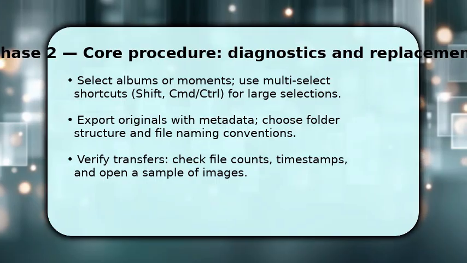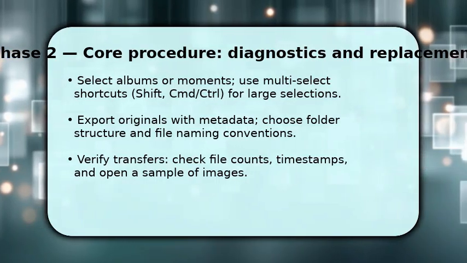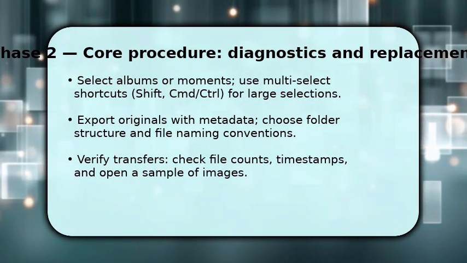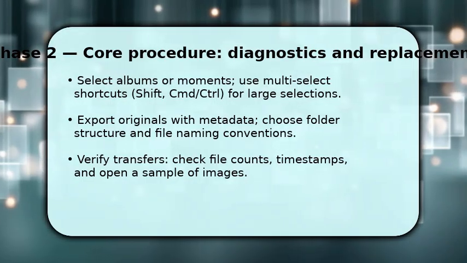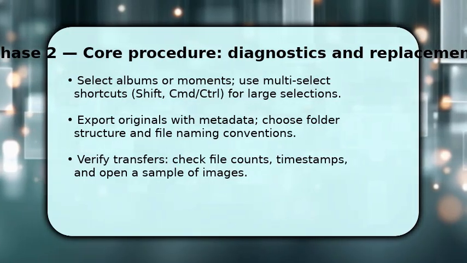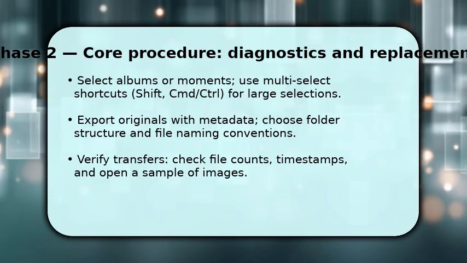Select the albums or time ranges and use Shift or CMD/Control to multi-select items quickly. Choose Export Originals with metadata to preserve timestamps, edits, and location. Pick a clear folder structure and naming pattern so you can find files later.